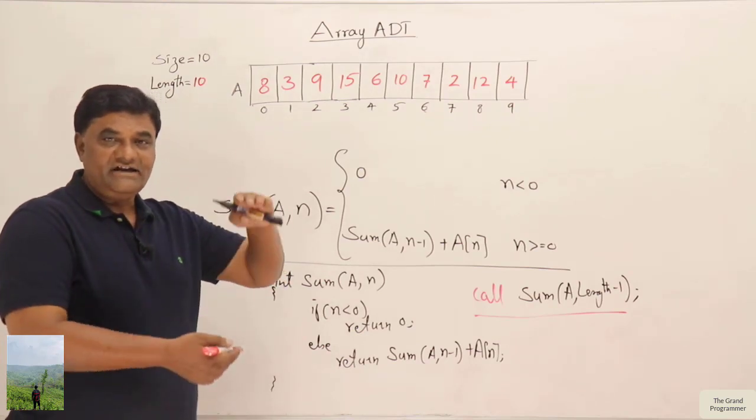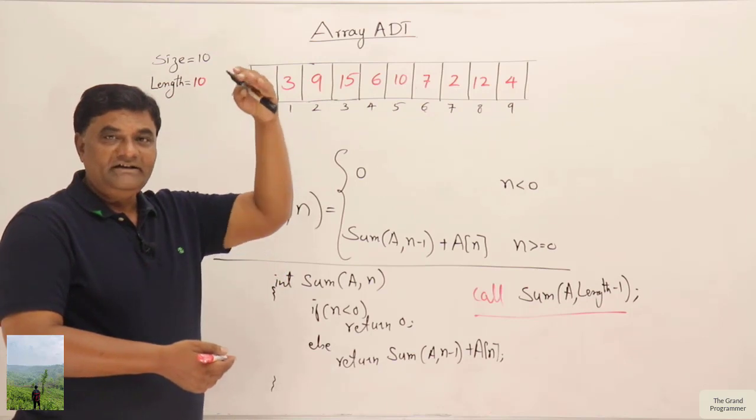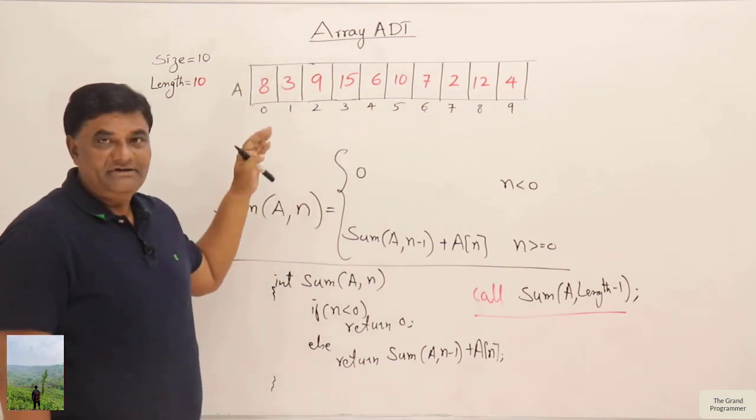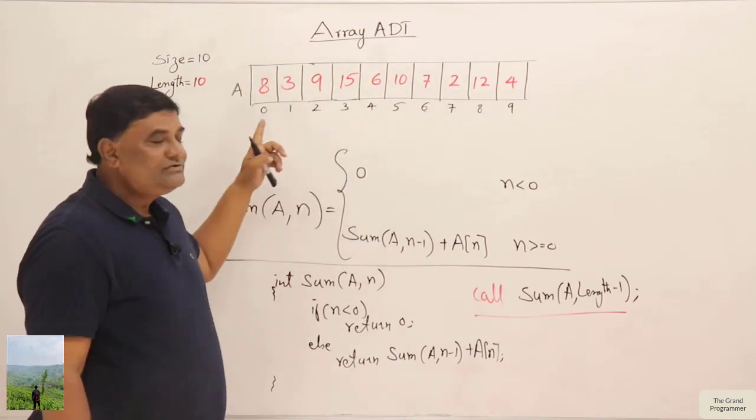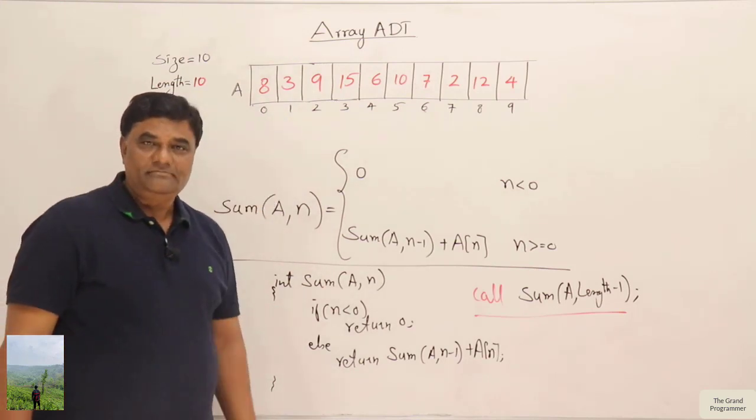So the size of the stack will be the number of elements. Recursive calls will be piling up one above another depending on the number of elements. They start from the last index towards the first index 0. So that's all about sum.